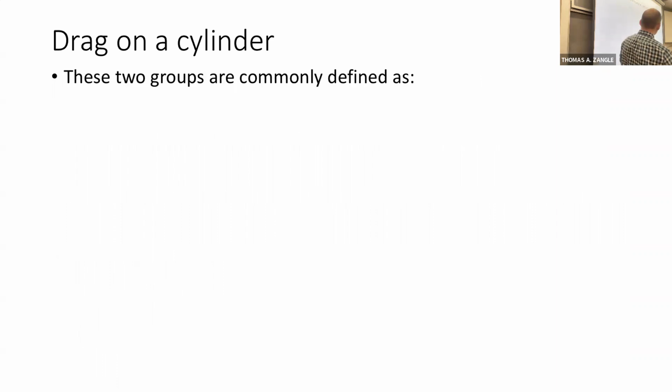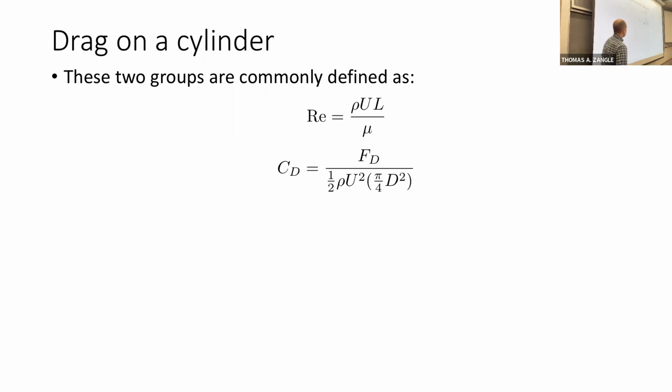And the way that these pi groups are generally defined for this problem, first is Reynolds number. We could arrive at Reynolds number by choosing rho, u, and L as our primary variables and having mu as a secondary variable and get this pi group. And our second pi group is generally defined this way. Coefficient of drag is the drag force over rho u squared times pi over 4 d squared.